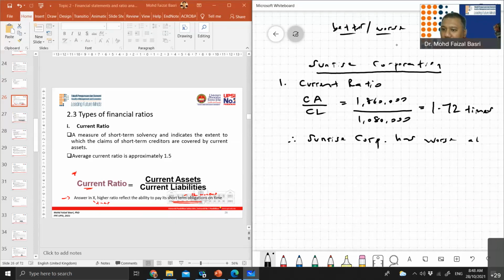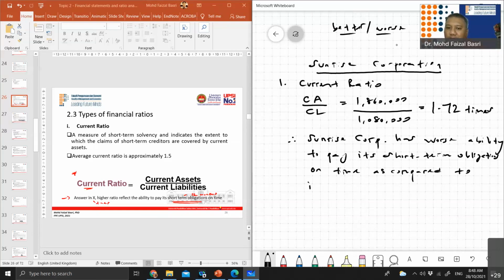worse ability to pay its short-term obligations on time as compared to the industry average. So we have the target company, Sunrise Corporation, and their comparative, which is the industry average.